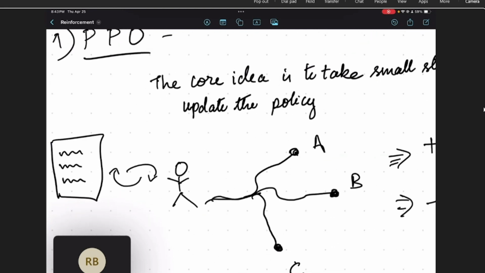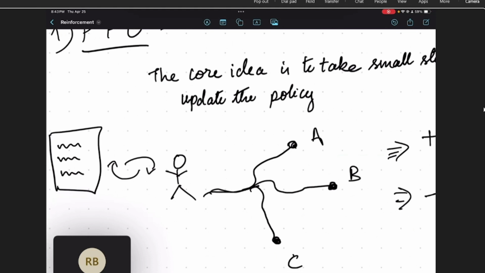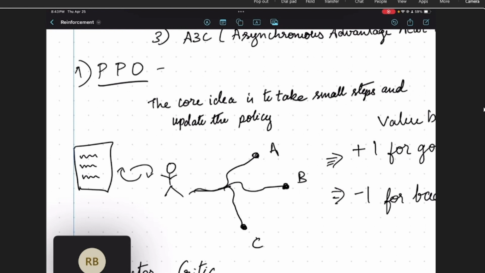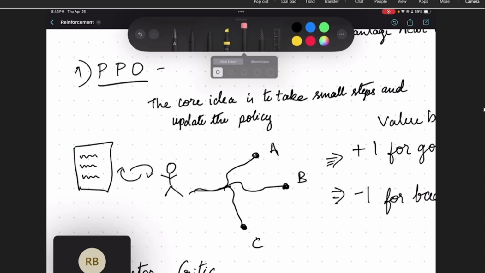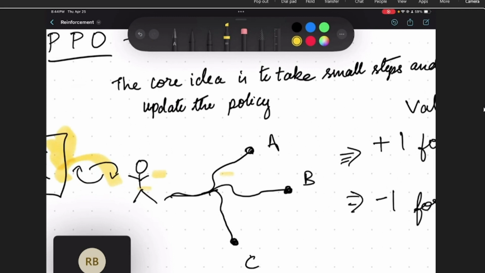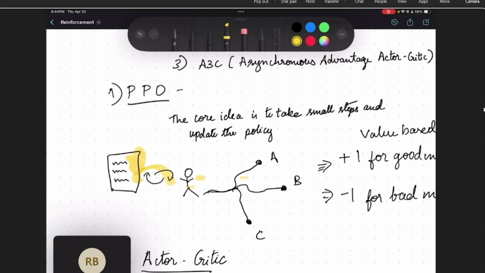When this man walks straight into the intersection and moves left, he gets -1 for the bad move. It gets updated in the policy, and it is synchronized to the model, and then he learns that it's not a good move, so he comes back to the intersection and tries to go right. If he goes right, it's a bad move, so obviously he gets -1 for the bad move, then comes back to the intersection and goes to B. That's how proximal policy optimization works.